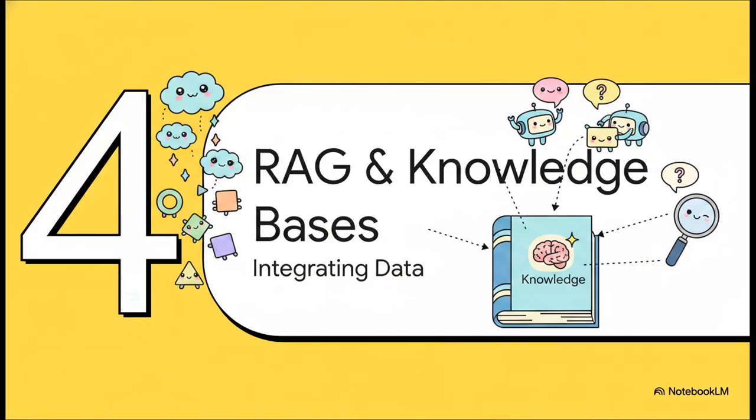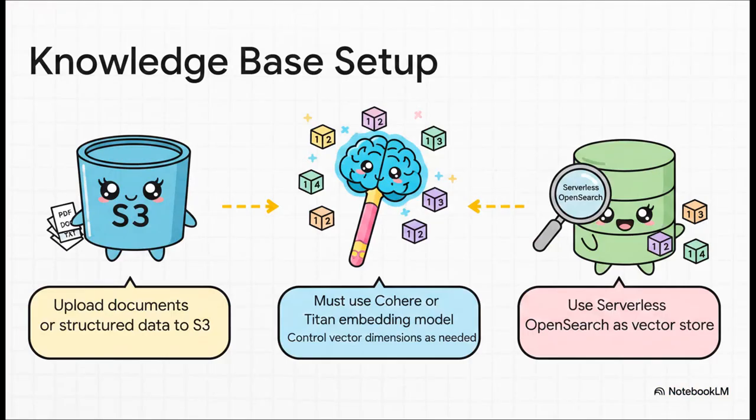But what if your data is constantly changing and fine-tuning just becomes too expensive? That brings us to Section 4, RAG and knowledge bases, which is all about integrating external data. Retrieval Augmented Generation, or RAG, is an absolute must-know. To build a knowledge base in Bedrock, you first drop your documents into S3. Next, an embedding model, and for the exam, remember this strictly requires Cohere or Amazon Titan, reads that text and converts it into mathematical vectors. You can even control the vector dimensions.